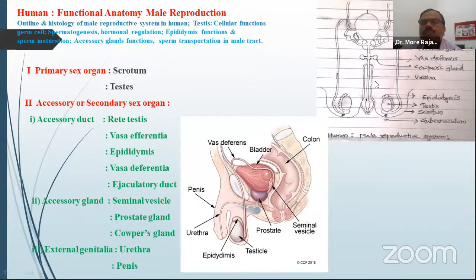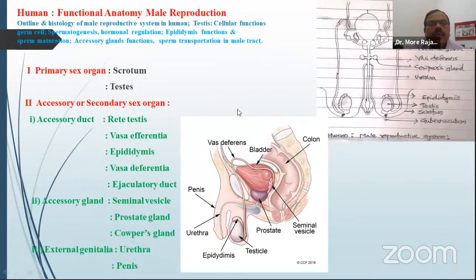So here, let's consider first the basics of male reproduction in human. Here one figure is shown, a diagrammatic figure showing the male reproductive system, and this is the colored picture of this figure. The male reproductive system basically consists of the primary sex organs and the accessory or secondary sex organs. The primary sex organs include the scrotum, which is nothing but a pouch or bag in which the testes are present. The principal primary sex organ is the testes.